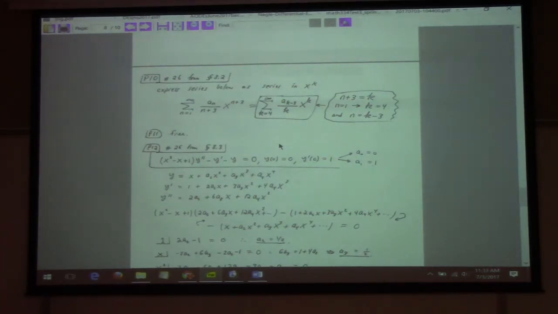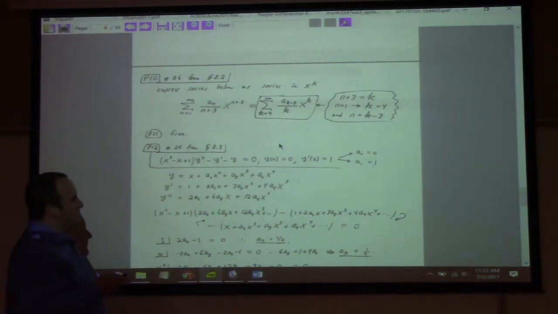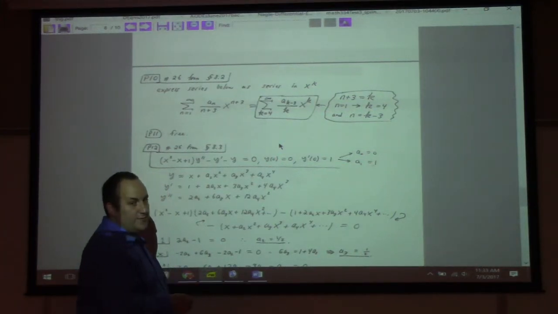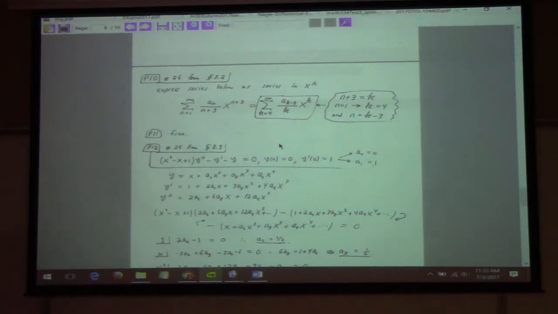All right, finally, number 12. This one's kind of a bear. x squared minus x plus 1, y prime prime minus y equals 0, with these initial conditions. This is a power series problem, so we can immediately read off the meaning of the coefficients. This tells me that a sub 0 will be 0. This tells me that a sub 1 will be 1, by Taylor series. So y equals x plus a2 x squared plus a3 x cubed plus a4 x to the 4th. I have that right off the bat using my initial conditions.